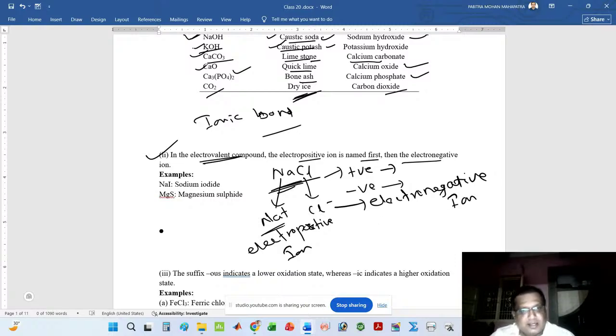If you want to write the name of an electrovalent compound, that is, an ionic compound, there is a certain rule for naming. During the naming, remember the electropositive ion is named first, then the electronegative ion. Here, Na+ is the electropositive ion, and Cl- is the electronegative ion.